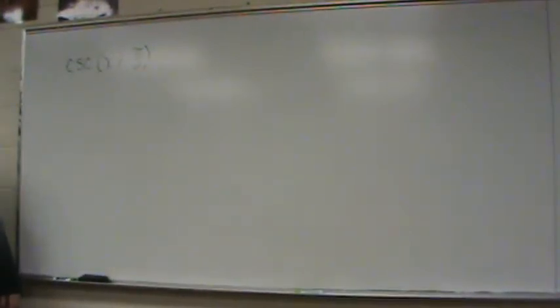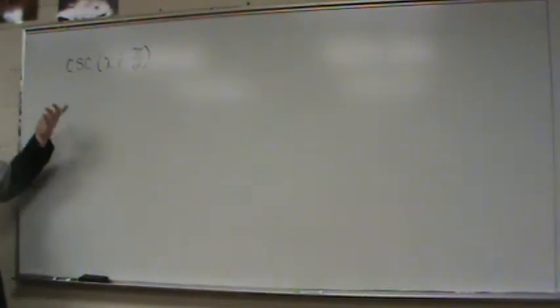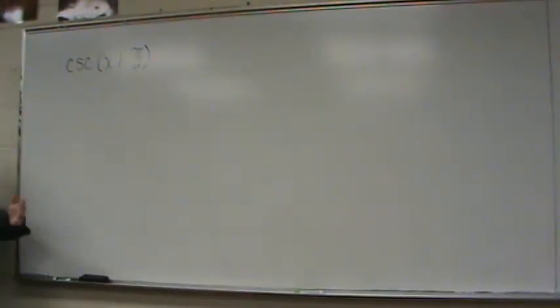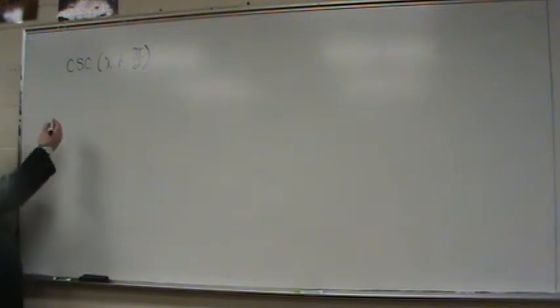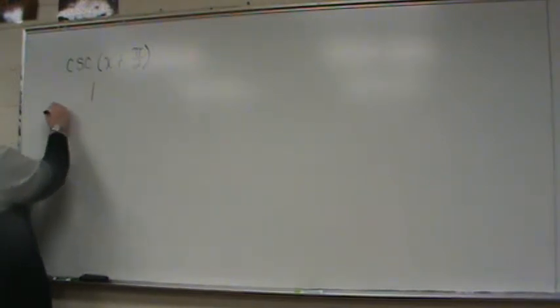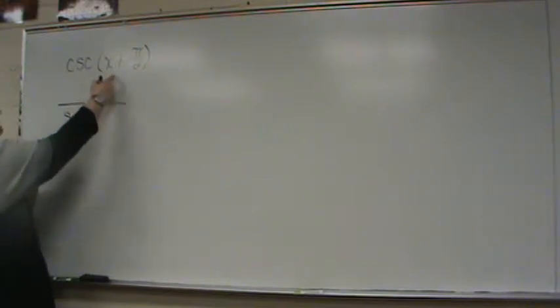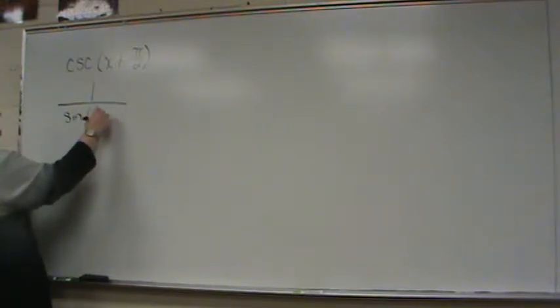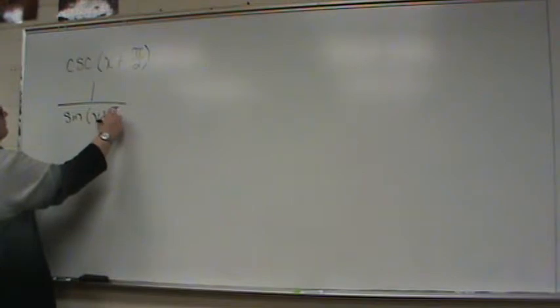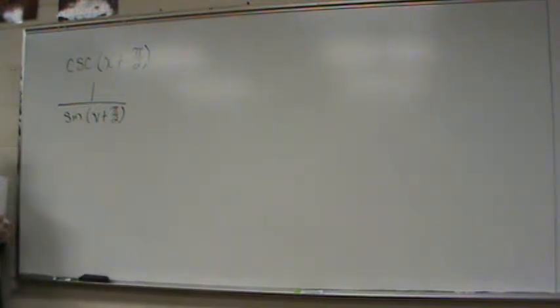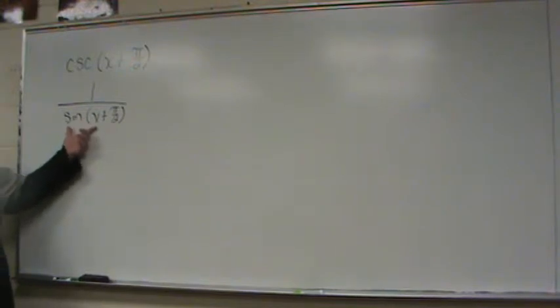So how do we rewrite cosecant in terms of sine and cosine? So it's 1 over sine. So now we're going to have 1 over sine of this addition. So now we have one of our identities that we can rewrite this as.